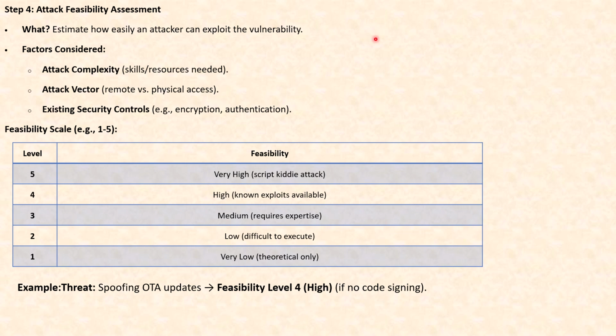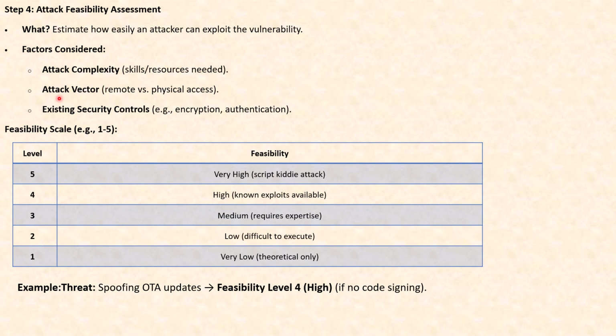Now coming to attack feasibility assessment. Okay, now what is this attack feasibility assessment? You estimate how easily an attacker can exploit the vulnerability. Vulnerability is one thing and exploiting the vulnerability is another thing. So what are the various factors considered in exploiting the vulnerability? First is attack complexity, which includes skills and resources needed. How difficult is it to accomplish the attack?